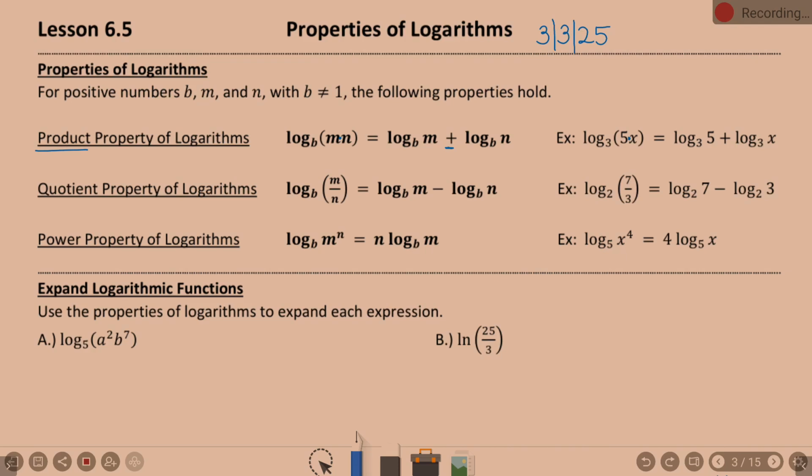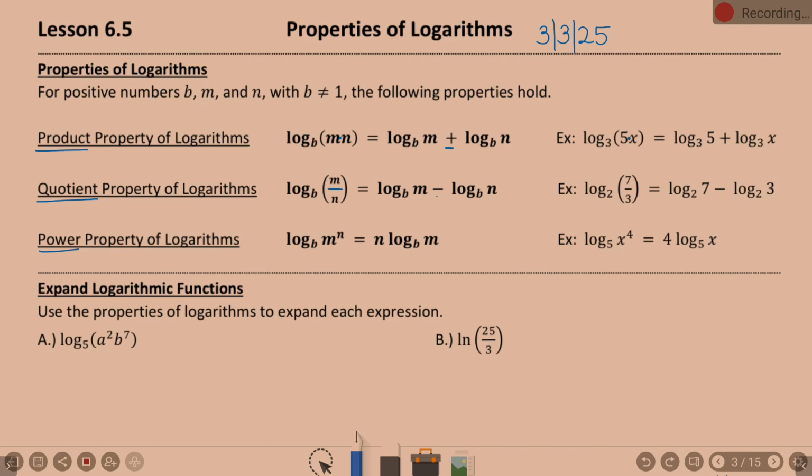Now, if there's a product property, guess what? There's also going to be a quotient property. The quotient property says if there is division inside of a log, it can be rewritten as 2 logs being what? Subtracted. Okay, so it works a lot like the product property. So for example, log base 2 of 7 divided by 3 is log base 2 of 7 minus log base 2 of 3.